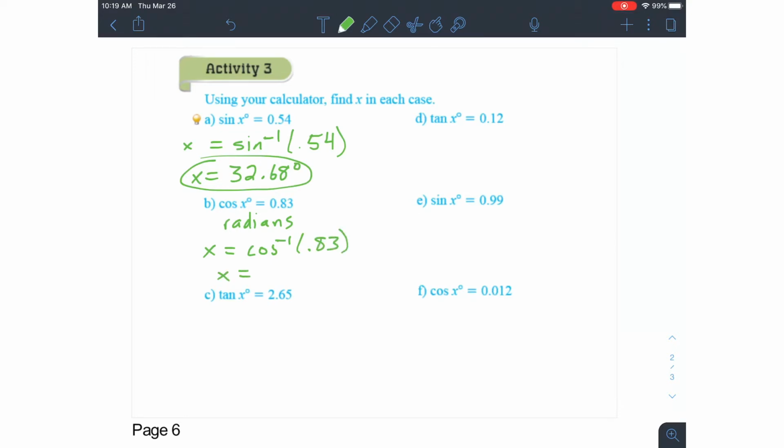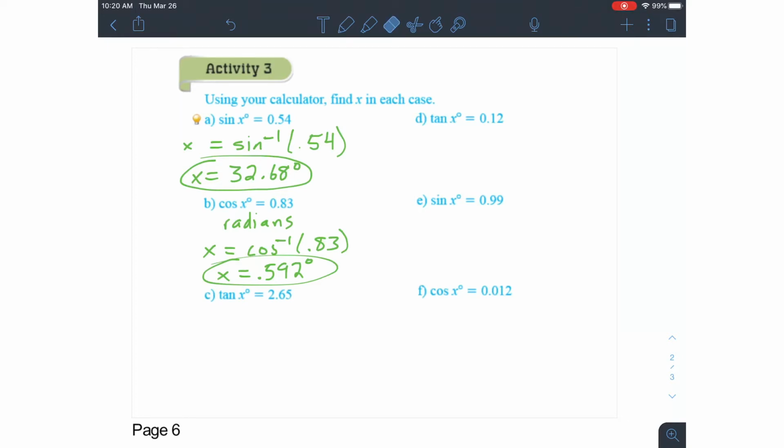If your calculator was in radians, you would have gotten this answer, 0.592. And think about that for a second. Does that make sense that an angle measure is going to be less than 1 degree? Hopefully you realize that nearly 100% of the time, we're not going to get an angle measure that is less than 1 degree. That's not really meaningful for us.